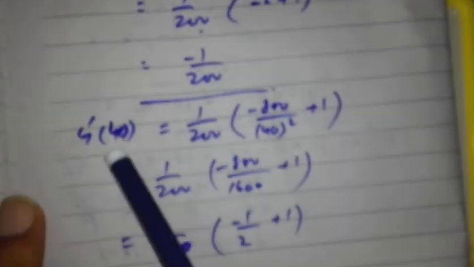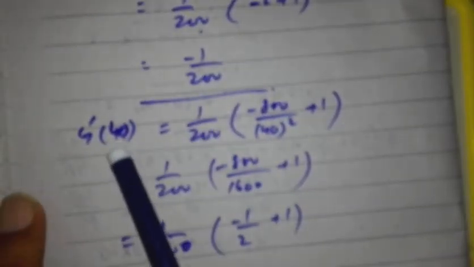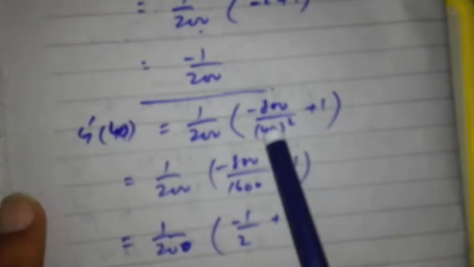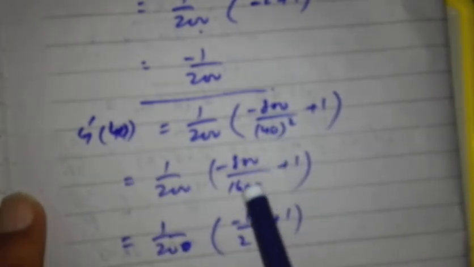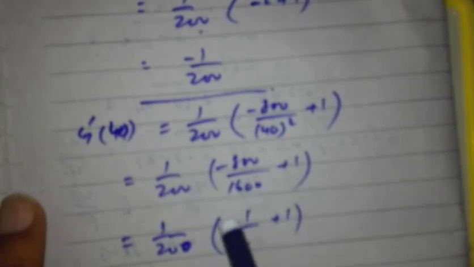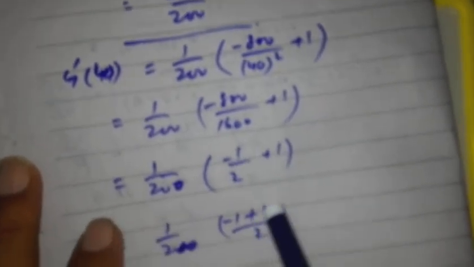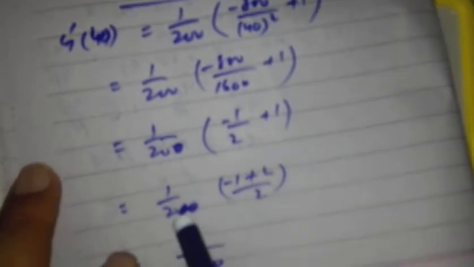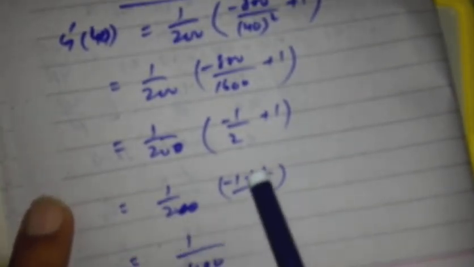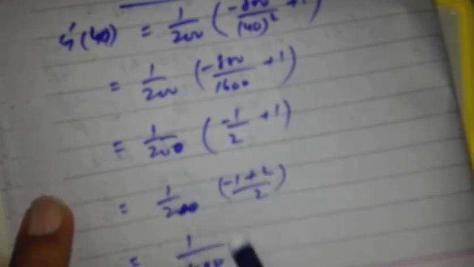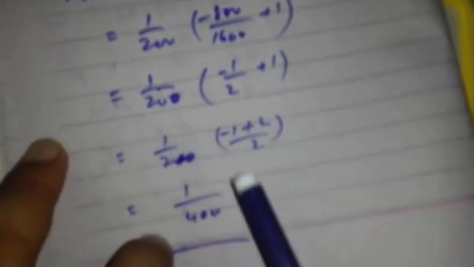Now we will find for 40 miles, put g of 40, the 40 square is 1600. Now 800 over 40, that is 20, 200 ones are 200, minus 1 over 2, take the LCM, 2 ones are 2, minus 1 plus 2 over 2, multiply this 2 with 200, we get 400, and here 2 minus 1, we get 1, 1 into 1, 1. Here the answer is positive, so we will suggest him to go slow.